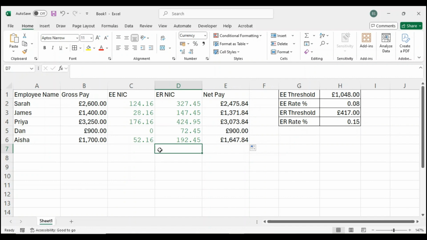So as salaries rise, both employee and employer NICs increase.